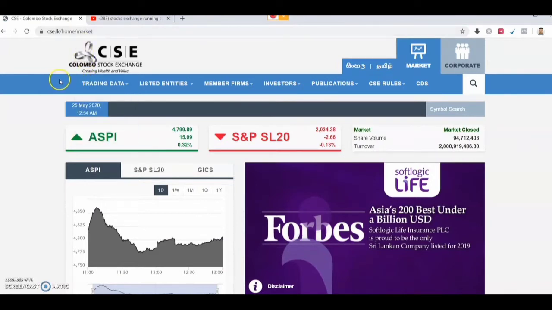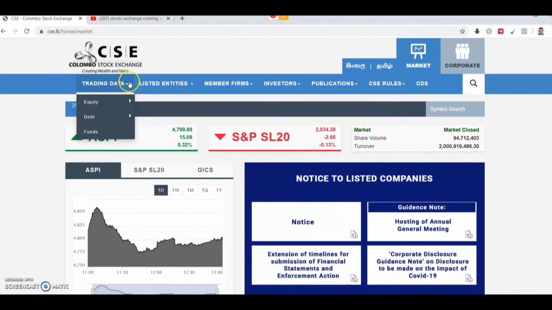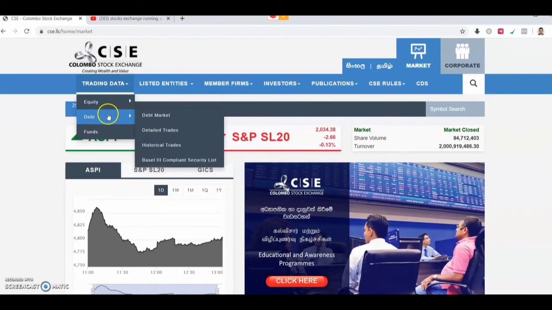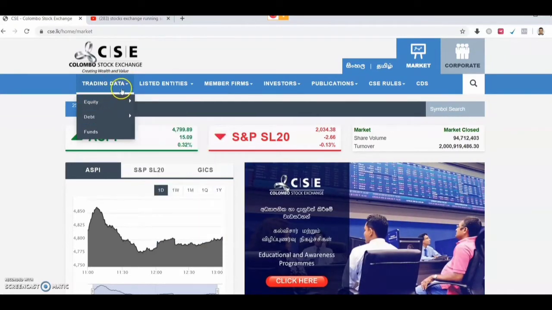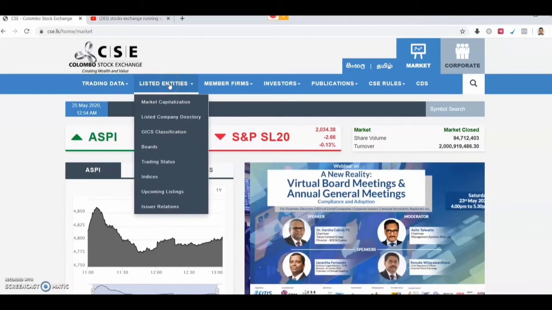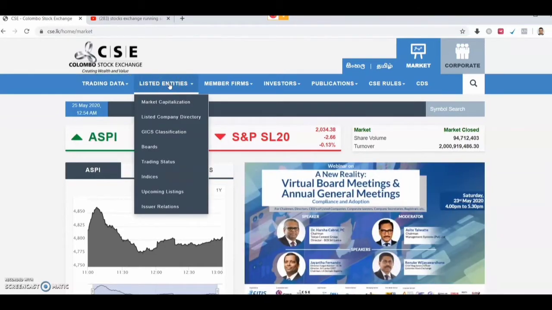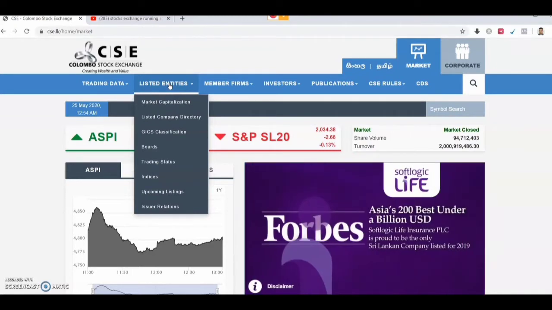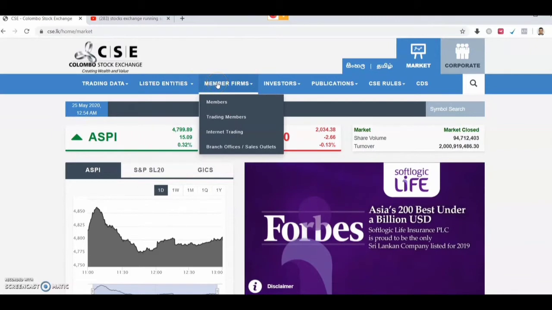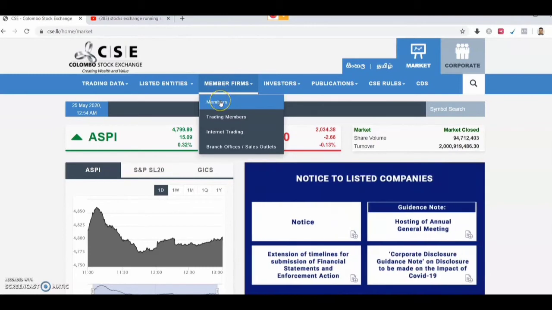On this page, you have several subcategories. If you take them one by one, first it's trading data. Under this, you will get equity, debt, and fund related information. Listed entities: under the listed entities, you will get all the company related information, upcoming listings, issuer relations, everything. Member firms, so basically we call them stock brokers. You will get all the information on who the registered stockbrokers under the Colombo Stock Exchange are. You will find all the details over here.